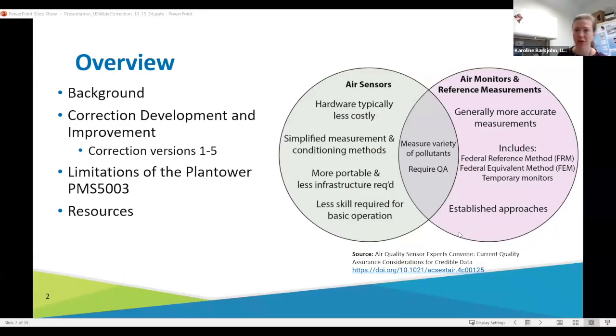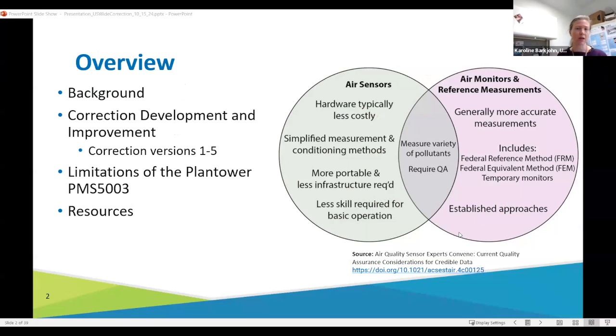So today I want to talk about US-wide correction for air sensors. I'm going to start off with some background, talk through the correction development and improvement. We've kind of improved the correction over time as we've learned more. And then I'll touch briefly on some limitations of the Plantower PMS 5003 and then touch on some resources.